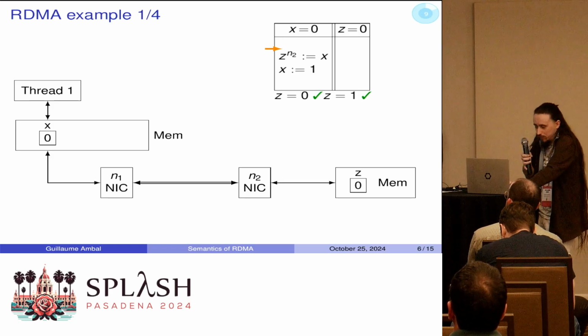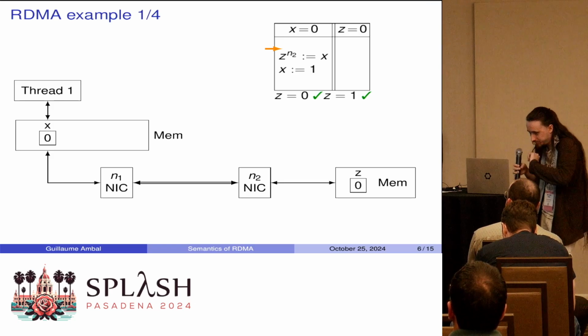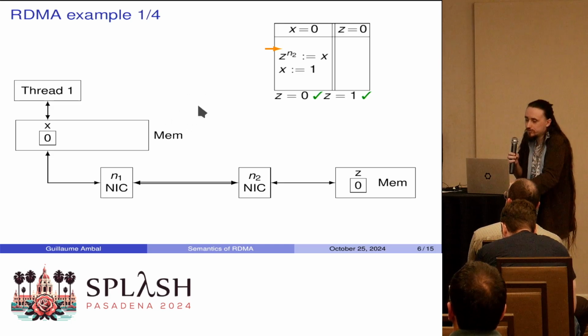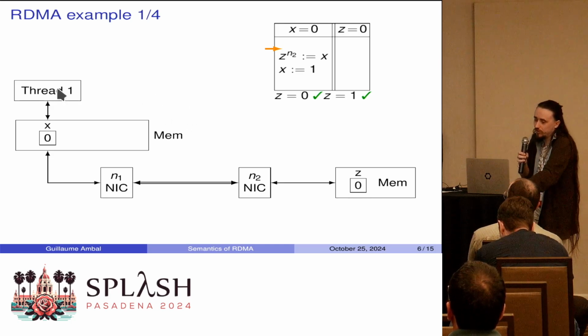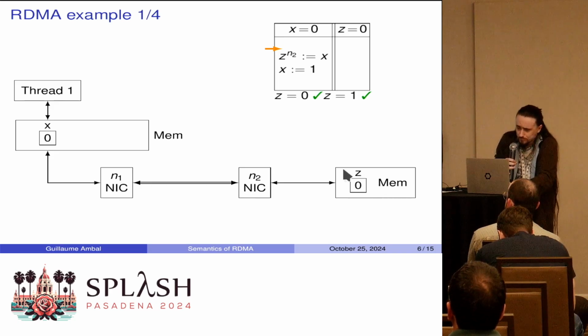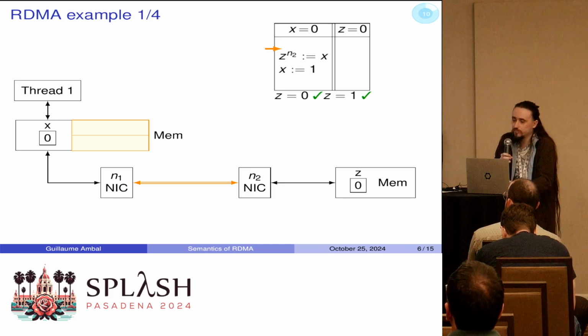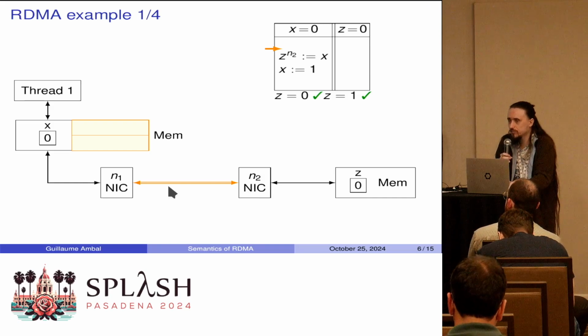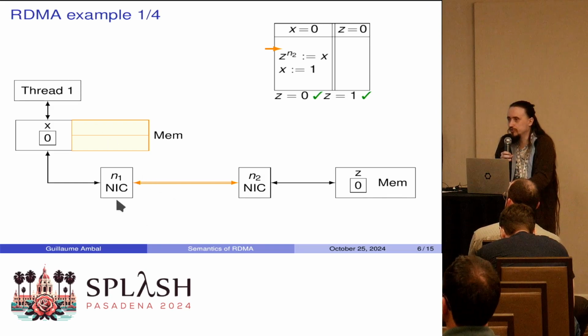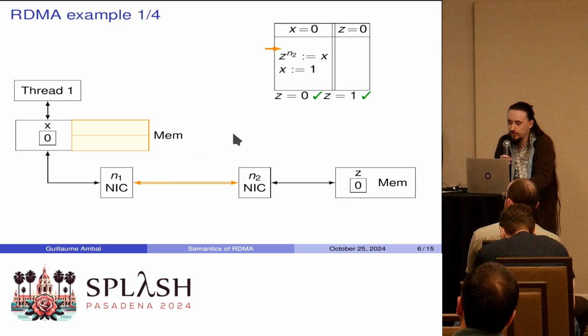The way it works, sorry. Here's basically your setup. You have your left computer with thread 1, memory, network card, connected to network card and the second computer. And since the first thread needs to communicate with the other computer for this operation, we need a connection. And so this connection is represented by a communication between the two network cards, but also the thread needs to communicate with the network card on each side.